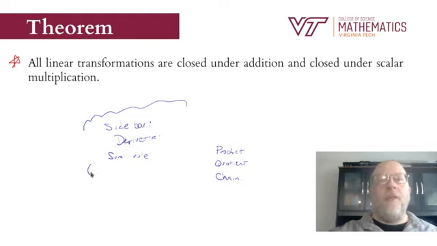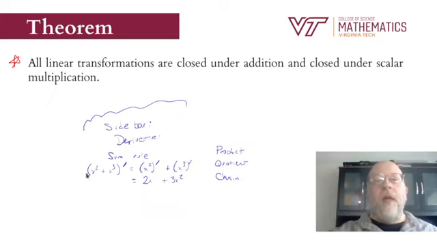That if I wanted to take the derivative of x squared plus x cubed, I could just take the derivative of x squared and then take the derivative of x cubed and add them together, and I get 2x plus 3x squared. That's an example of being closed under addition. That is, if I add first and then take the derivative, that's the same as taking the derivatives individually and then adding them together.